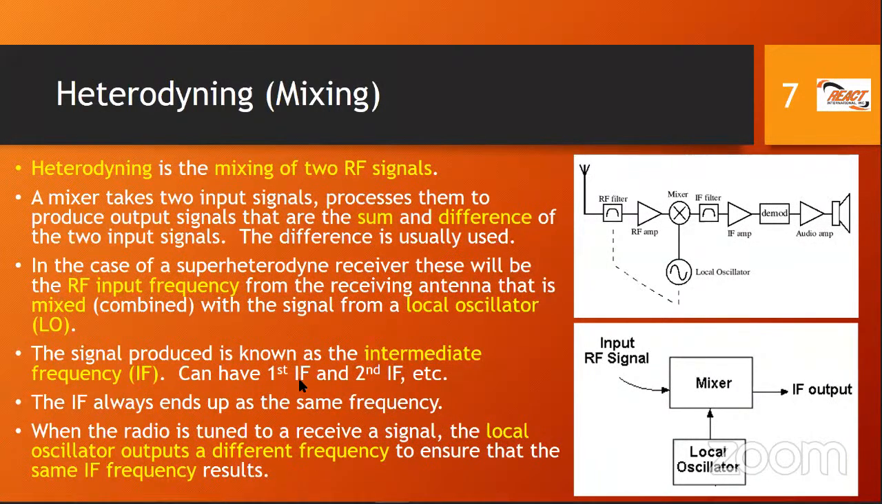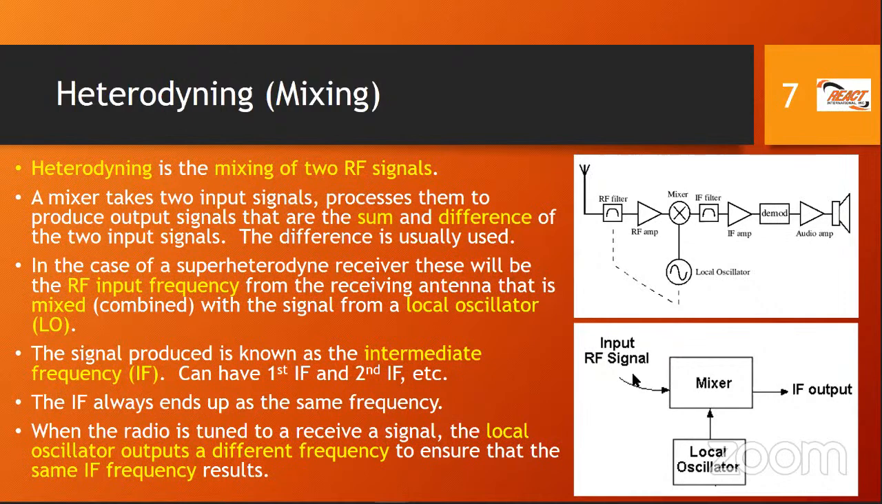Just a little note here, you can have different IF stages. Some of you who are a little more advanced will say, well, you can have a first IF and a second IF. You'll be correct. But we are keeping it simple. We're just saying that you have an intermediate frequency that is produced. We need to know that the IF, that intermediate frequency, always ends up as the same frequency. So once you have a radio, that IF doesn't change. So your input frequency into the radio will change. So you may tune to 14.240.